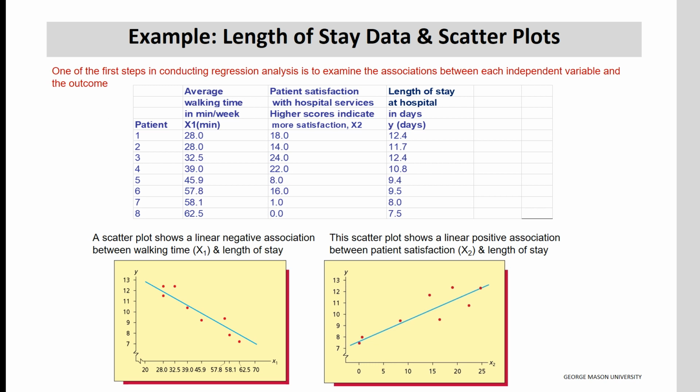So the first step is to determine if there is some kind of a linear association between each independent variable and the dependent variable. In the first scatter plot here, we plot x1 versus the dependent variable, and we notice that the association is negative. As average walk-in time increases, the length of stay decreases. This is something we noticed earlier too.